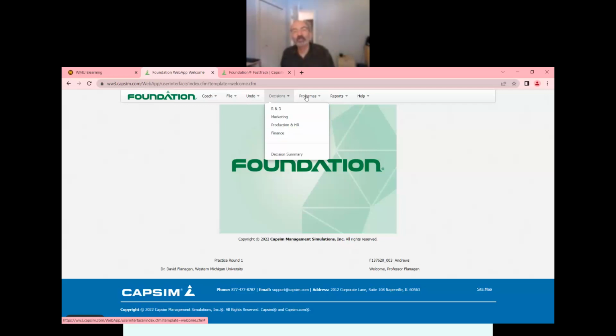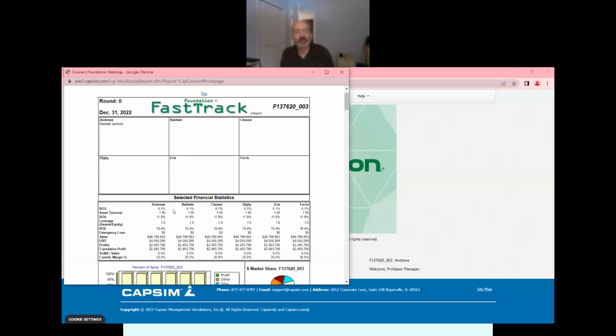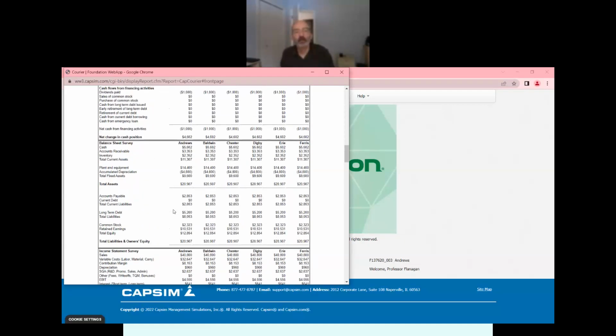Here we have proformas, which are if we hit our forecast. Here's what our income statement will look like. Here's what our balance sheet will look like, stuff like that. And then here we have the actual reports. We have all the different pages of the fast track. There's the front page, and we can just scroll down from there.